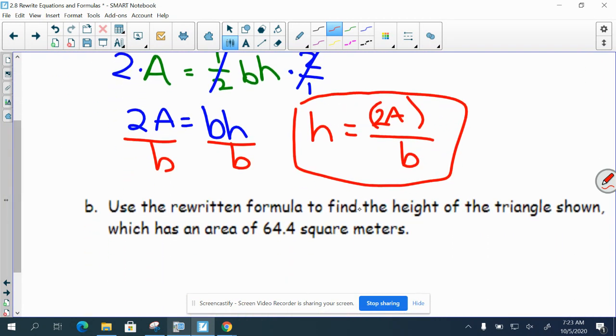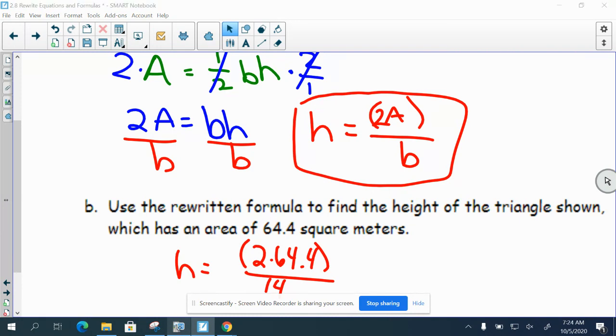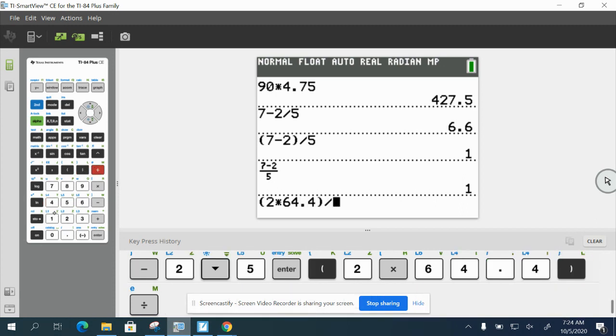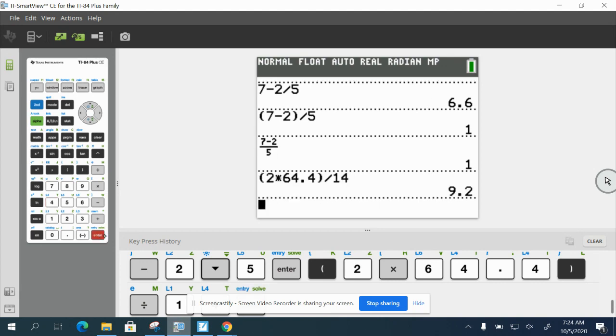And then use the new rewritten formula to find the height of the triangle, which has an area of 64.4 square meters. All right, so we can plug in the area and the base, which was 14. So height equals parentheses 2 times 64.4 over 14. All right, so I'm going to go ahead and plug that in my calculator. So parentheses are important. 2 times 64.4, close parentheses, divided by 14. And that gives us 9.2.